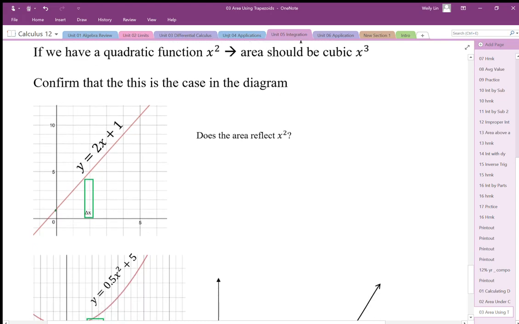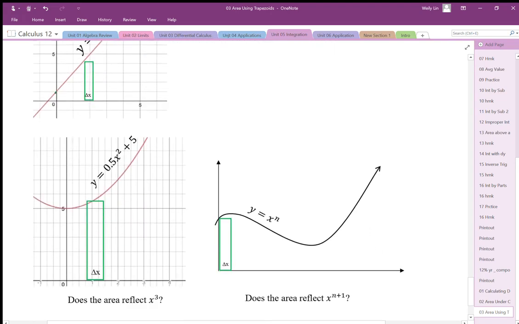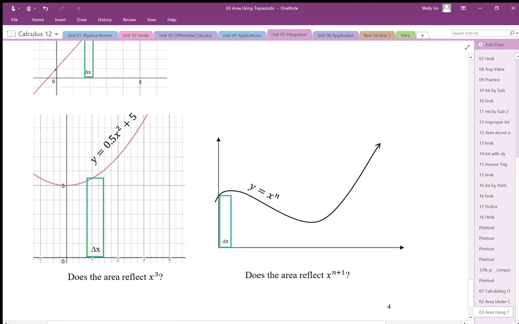And they are connected, which then means that if we extrapolate that idea, the area under this quadratic function, this area here, should reflect a cubic function, something to do with a cubic function. The area under an n-degree polynomial function should relate to an n plus 1.